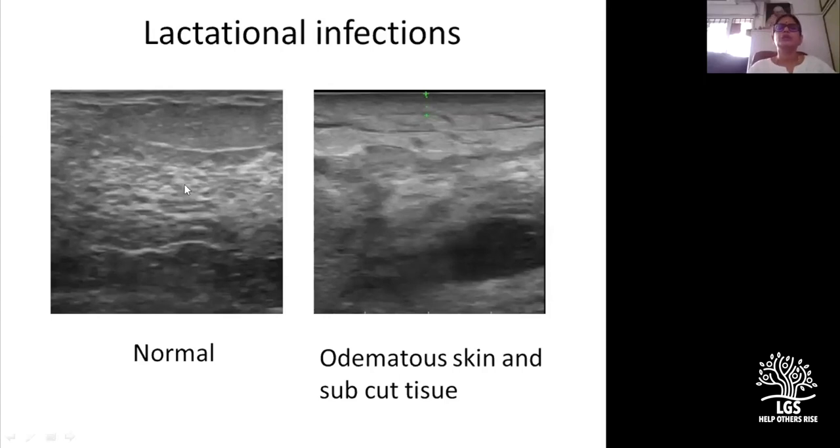Fibroglandular tissue is very echogenic and you get bright tissue here. And this is the retromammary fat. So if you see, this is a normal breast appearance. But when there is mastitis, you can see this skin becomes slightly thicker. Can you see that? It is slightly thicker.